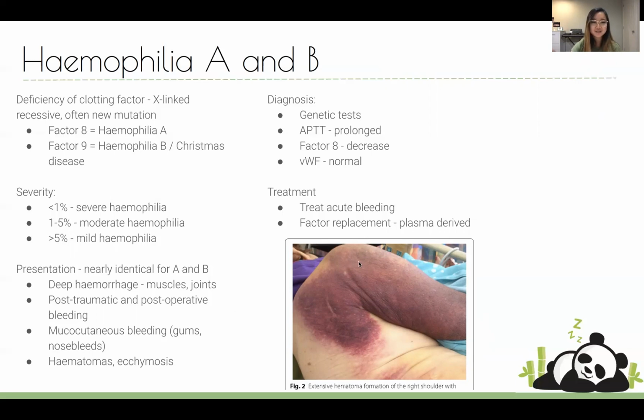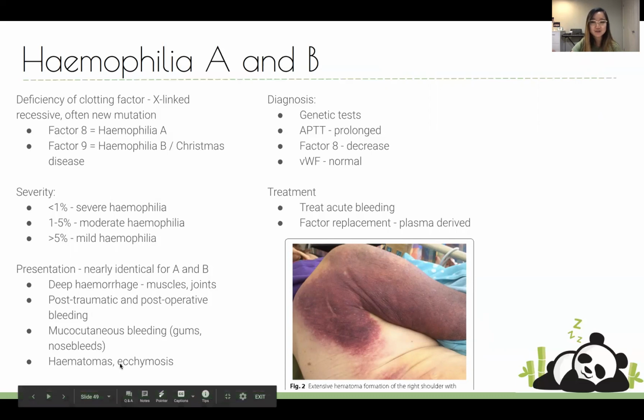Essentially, presentation is just bleeding, bleeding, bleeding. So deep hemorrhage, deep bleeding, post-traumatic and post-operative bleeding, more bleeding, mucocutaneous bleeding. Hematomas is just like big blobs of blood, and then ecchymosis is like, yeah, bruising.